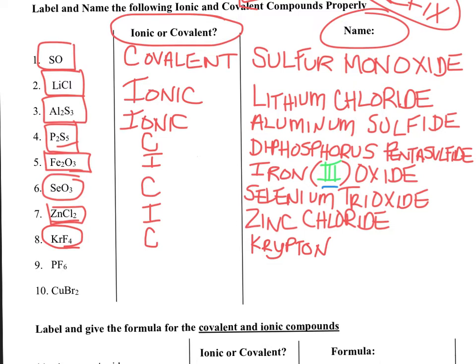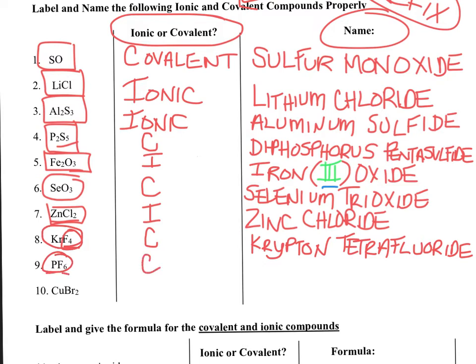It's not monokrypton, remember, because it's the very first element. If it was the second one, then you would have to use mono. But I have 4 fluorines, so the prefix for 4 is tetra, and fluorine's name turns to fluoride, so fluoride for krypton tetrafluoride. Looking at the next one, PF6, P is phosphorus, F is fluorine.